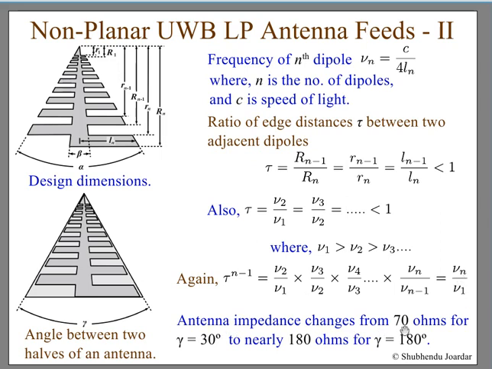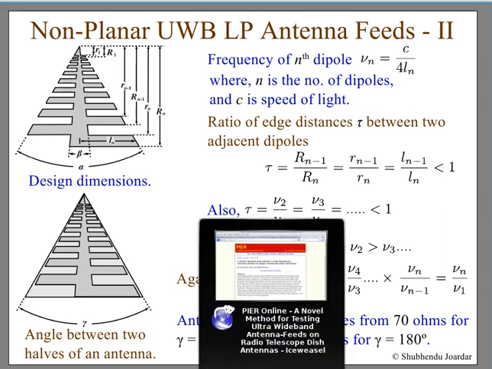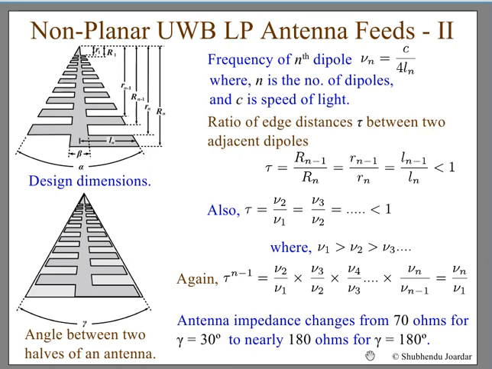Antenna impedance changes from 70 ohms. Well, in this case, the textbooks have not described clearly how to get the antenna impedance. It's better to measure it, but it varies between 70 ohms for gamma equal to 30 degrees to nearly 180 for gamma equal to 180. Now what is gamma? Gamma is this one, and beta is actually the transmission line angle. So when you design this one, this also has to be symmetric. So at the center, the thickness of the transmission line is 0 at this point, but it gradually bulges out.